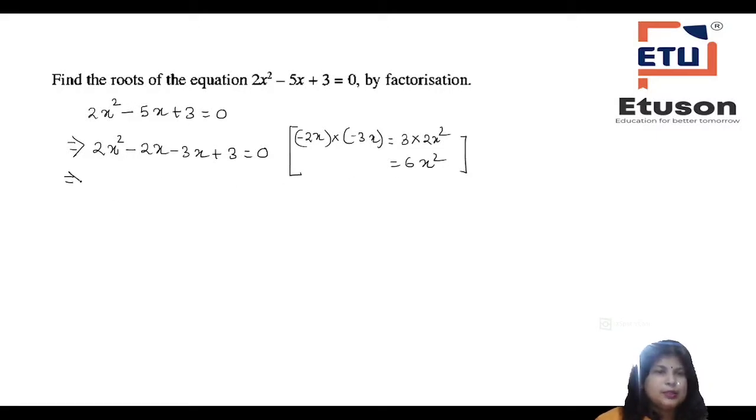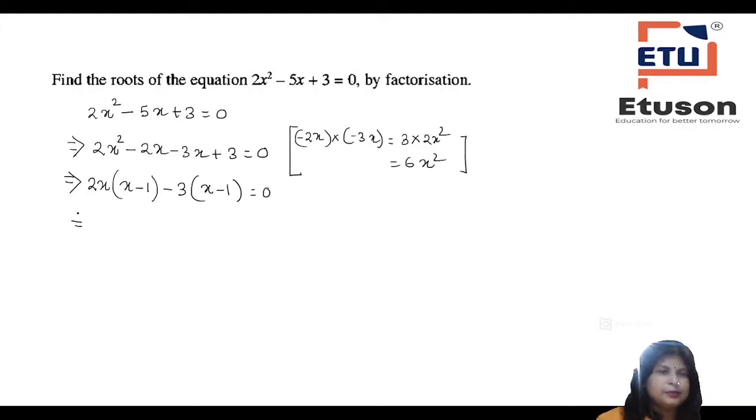So now let us take common. By taking 2x common here, you will get x minus 1. Then you take minus 3 common, you will get x minus 1, that is equal to 0.